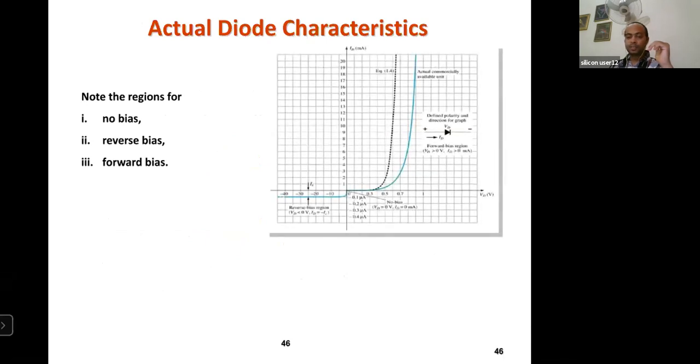This characteristic we have seen. Normally at this point, at 0.7, the diode broke down and the current started to increase at a rapid rate, and this voltage, this 0.7 volt, was called the knee voltage, or also the forward voltage. And regarding the reverse saturation current, we have also discussed.